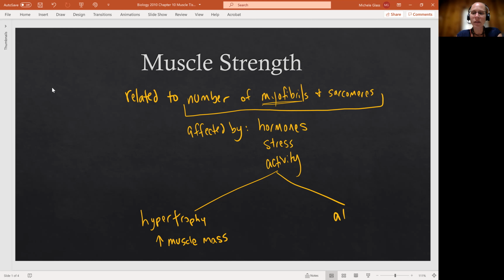The opposite of this is atrophy. And in the case of atrophying, you're decreasing your muscle mass. And again, what we're seeing first really is just a decline in the number of myofibrils in individual cells. And so again, both hypertrophy and atrophy are connected to hormones, stress, and level of activity. So these are things that can fluctuate and change throughout life.